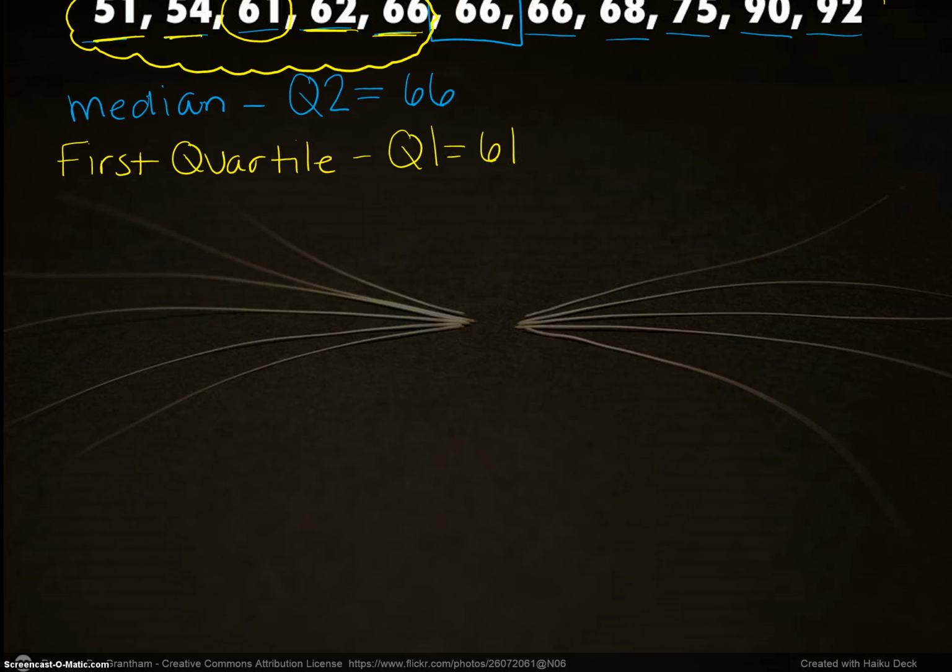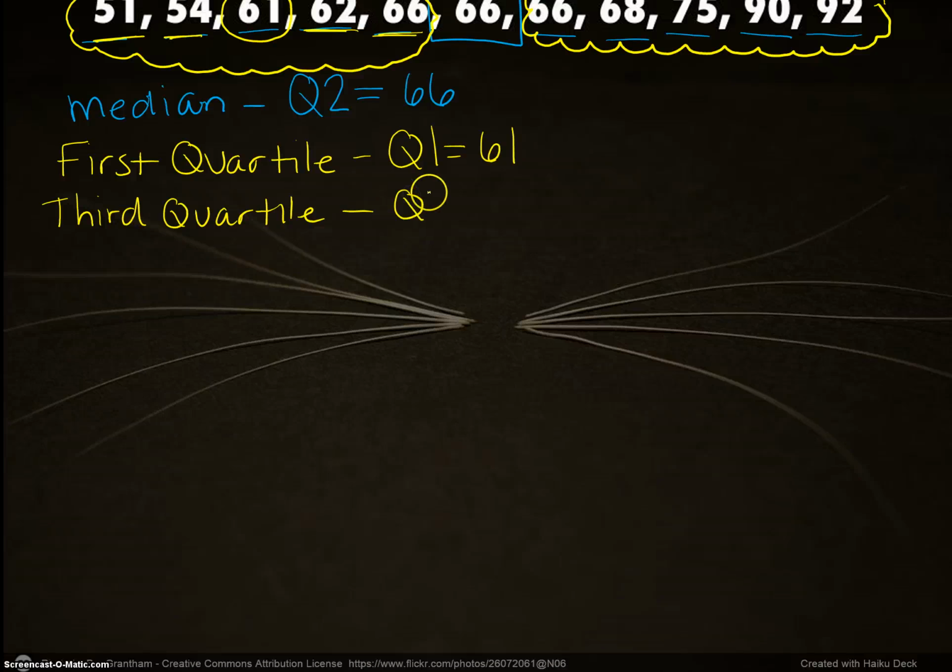You're then going to look over at the third quartile, or try to find the third quartile. So you look to the right of the median, and the third quartile is abbreviated Q3. To find the third quartile, you find the number in the middle, and since there's 5 data points, you're just going to have 1 number in the middle. My third quartile is 75.